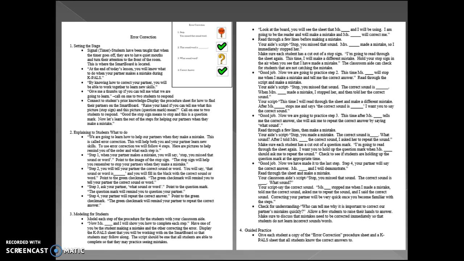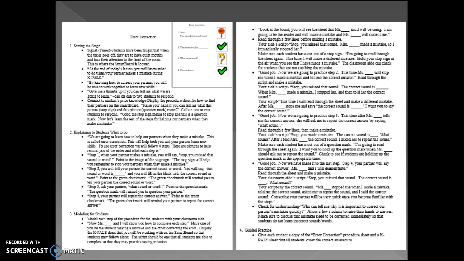They will be given an explanation as to why this lesson is important. At the end of today's lesson, you will know what to do when your partner makes a mistake during K-PALS. By knowing how to correct your partner, you will be able to work together to learn new skills. I will have a quick check for understanding, and then I will explain the procedure to the students.